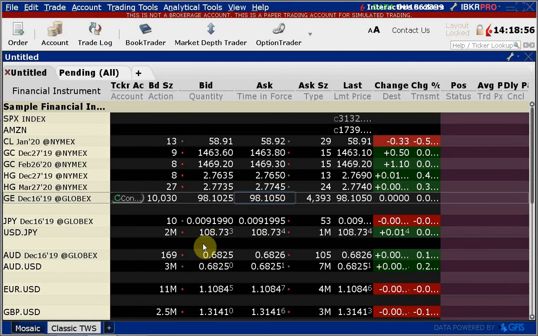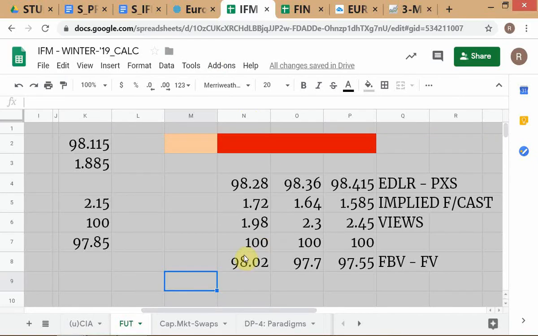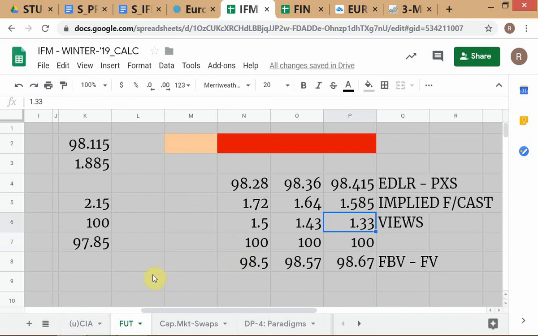Now let's look at it the other side also. Let's change it around. What would you do? Let's change your implied forecast and your view. Let's make your view 1.5. Let's make it like 1.42 or 43, and let's make this 1.33. In this case, what is going to happen if these are your views? What is happening now? Market price minus fair value.